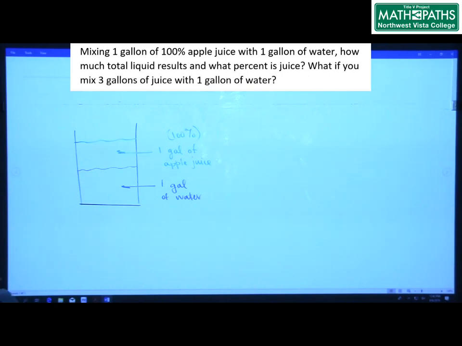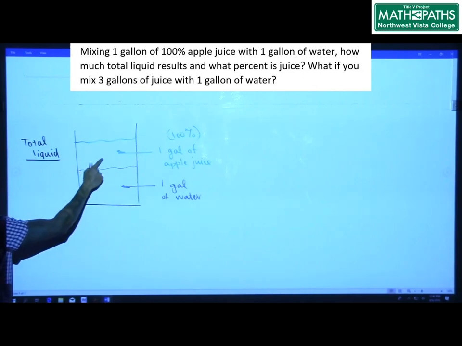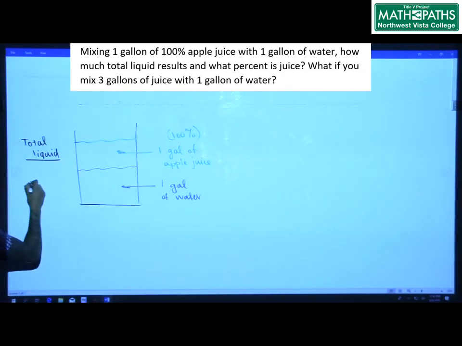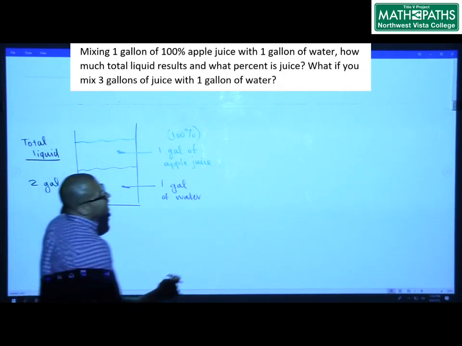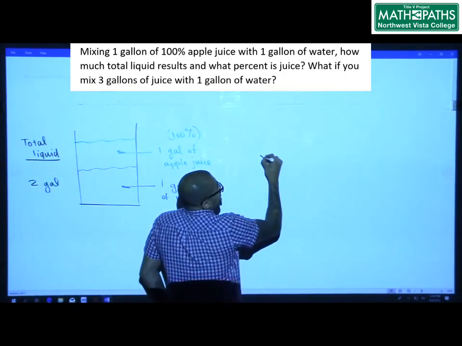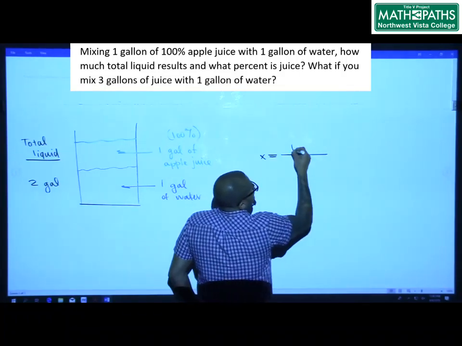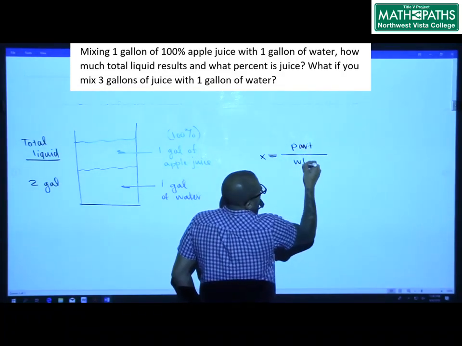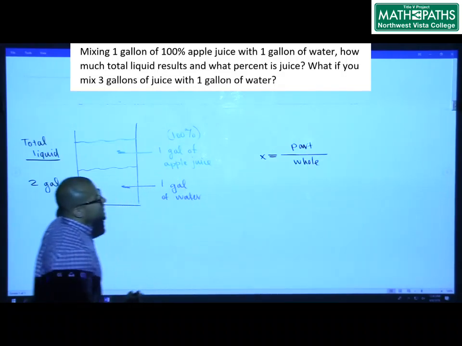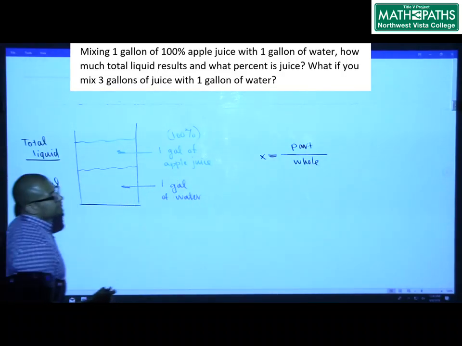Okay, first, we want to figure out the total amount of liquid. So the total liquid for this problem, we're taking 1 gallon of juice plus 1 gallon of water to get 2 gallons of liquid. Now we want to figure out what percent is juice. So to figure out the answer, we're going to say that x is equal to some part divided by a whole. So using this example, let's see if we can set up this equation.